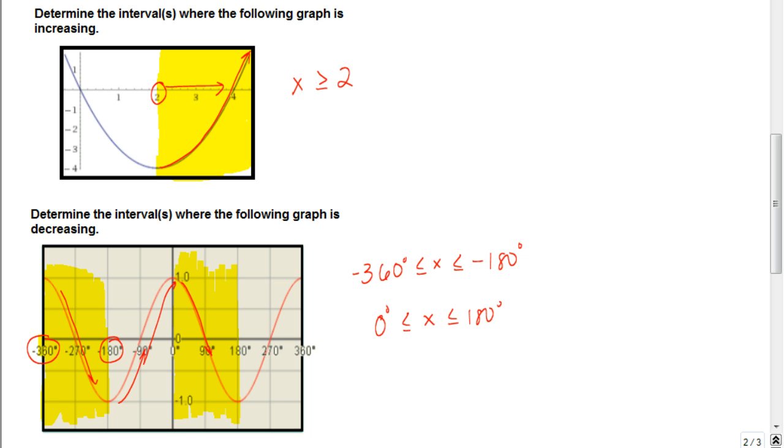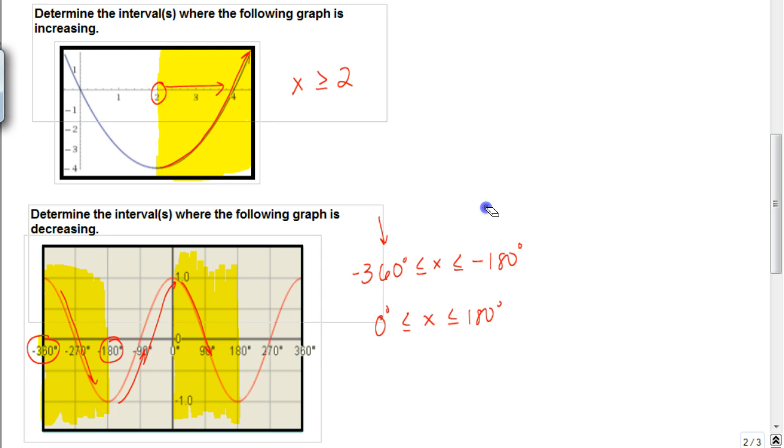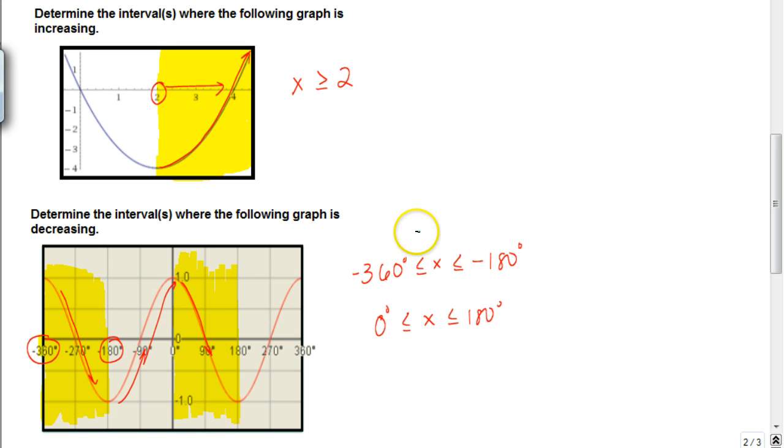You want to make sure that you write your answer like this. You always want to start with the smallest value first, the largest value second, because when you do that, the inequality symbol you would use would be your less than or equal to. And then we identify where we're getting these values from. We're getting these values from the x-axis, so we put that x in the middle. So that would be how we find the intervals if it's decreasing.